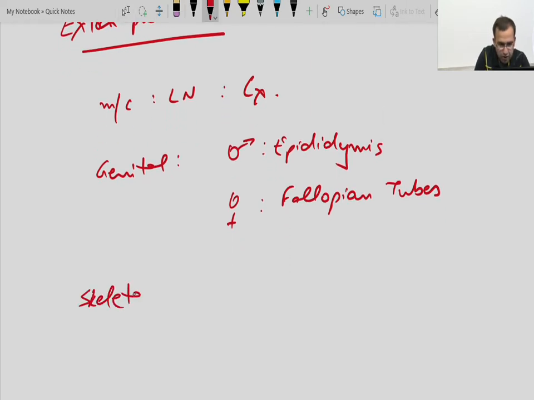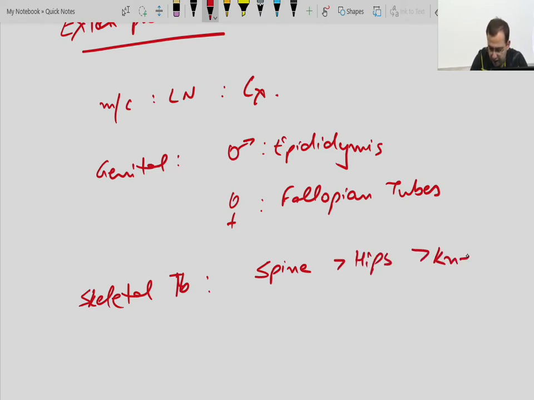Skeletal TB, where the most common site is spine, followed by hips and knees. And what is the spinal TB called as? The spine TB, it is pot spine. So this takes care of your first main topic in lungs, that is tuberculosis.